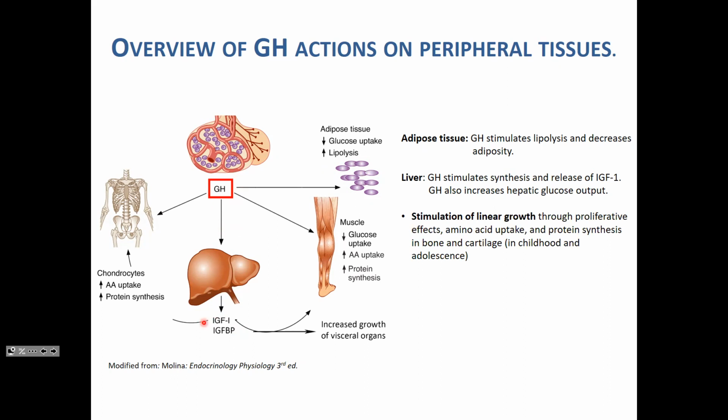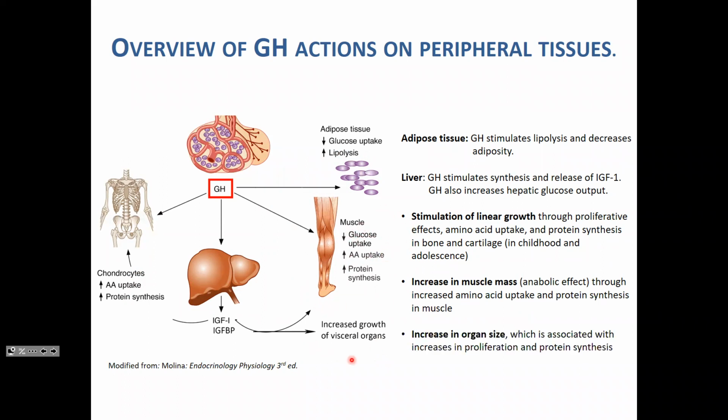IGF-1, maybe also growth hormone, has effects on linear growth. It acts on both bone cells and chondrocytes, or cartilage cells. It's going to increase protein uptake and increase protein synthesis, so it's proliferative. It also has effects on muscle. It's got anabolic effects. It's going to increase protein uptake and increase protein synthesis, and again, decrease glucose uptake. And finally, it's going to have effects on many different visceral organs. It's going to increase the proliferation of your heart, your kidney, your stomach, and your intestines, and increase organ size.